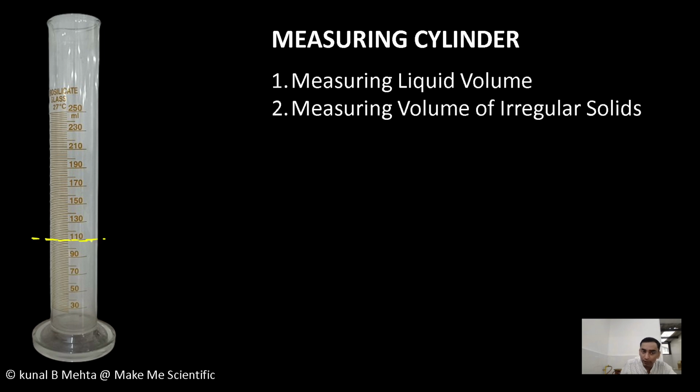Suppose you fill the water till here, then the volume of the water itself is equal to the volume of the container, and you are filling the container till 110. So the answer is 110 ml. That is how you can also measure the volume of liquids.